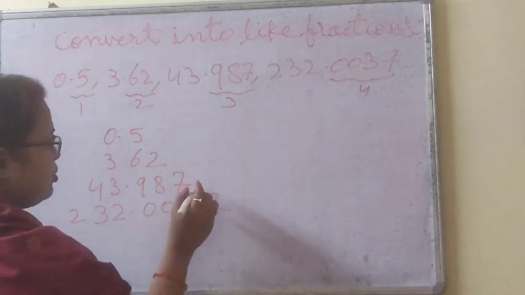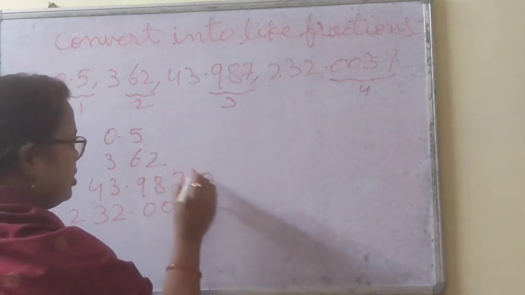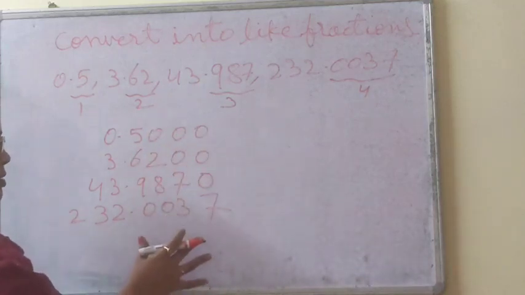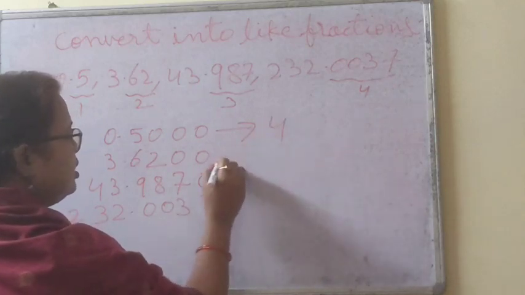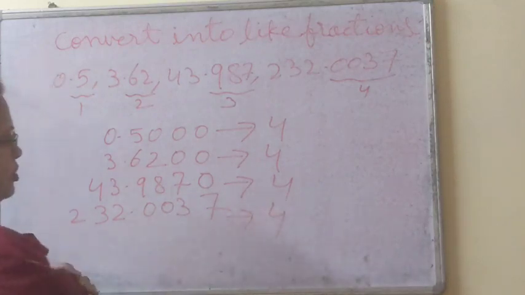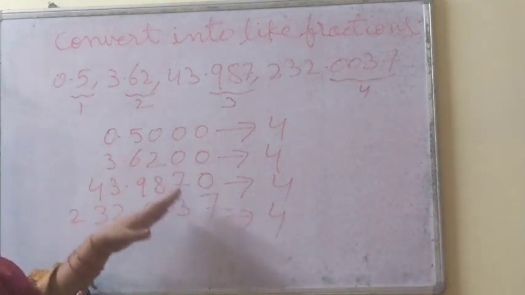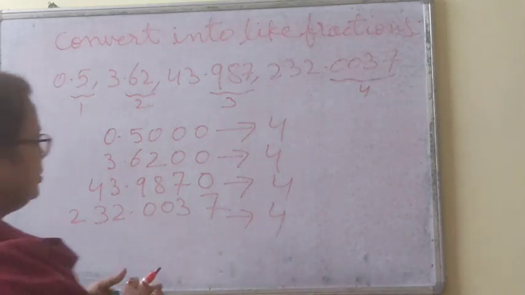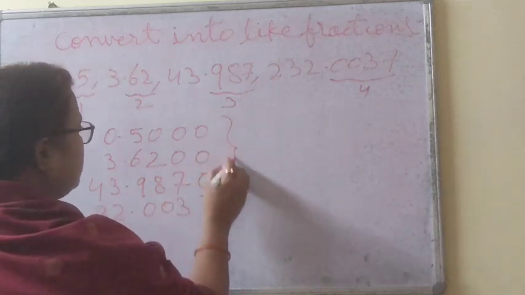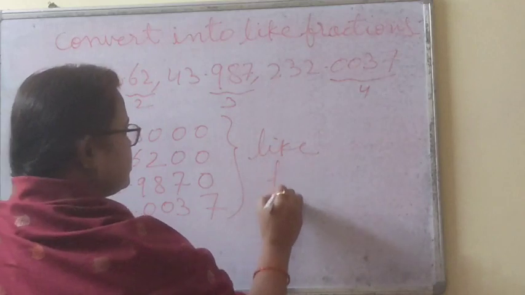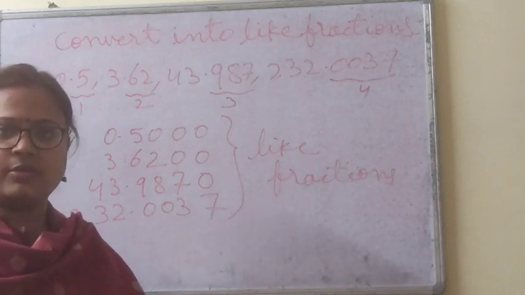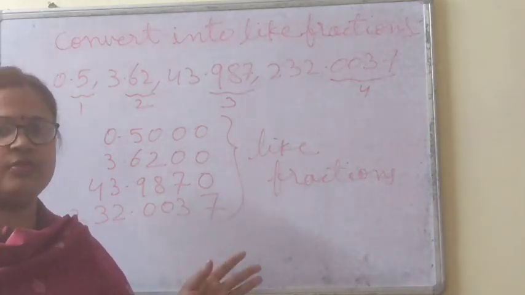Okay, so what we do here? This is maximum, this is 4, here you put 1 zero. Now this has also become 4. Here you put 2 zeros. This has also become 4. Here you put 3 zeros. Now the number of decimal places here is 4, here also 4, here also 4, and here also 4. Clear? So now we can say that all these are like terms. So these are like fractions. Why? Because the decimal places are the same. So like this you can solve this type of question.